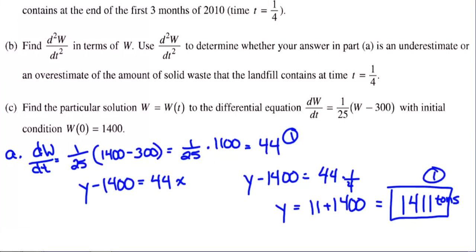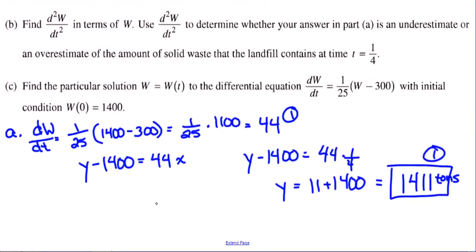Part B, find the second derivative in terms of W. Again, this is exactly what we had to do in the last problem. Find the second derivative in terms of W. So let's do that, and then we'll look at the rest of the problem.